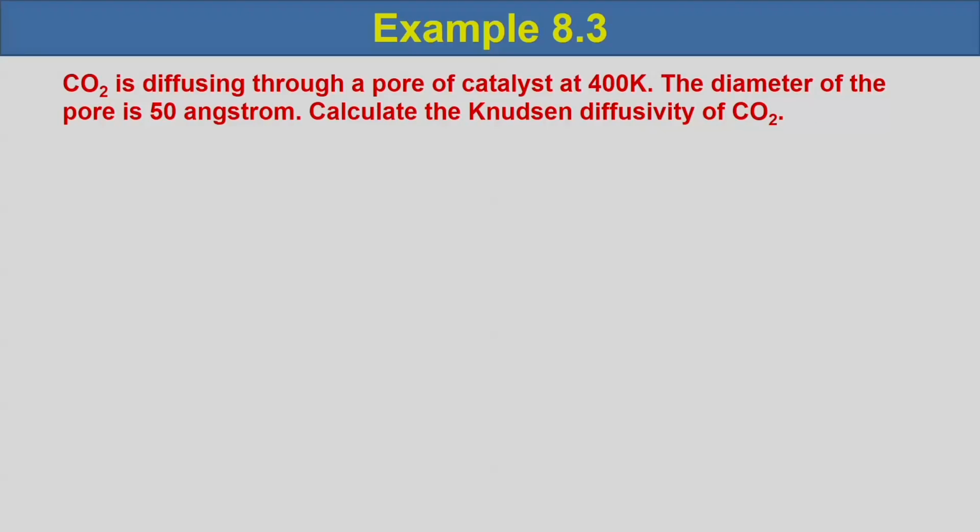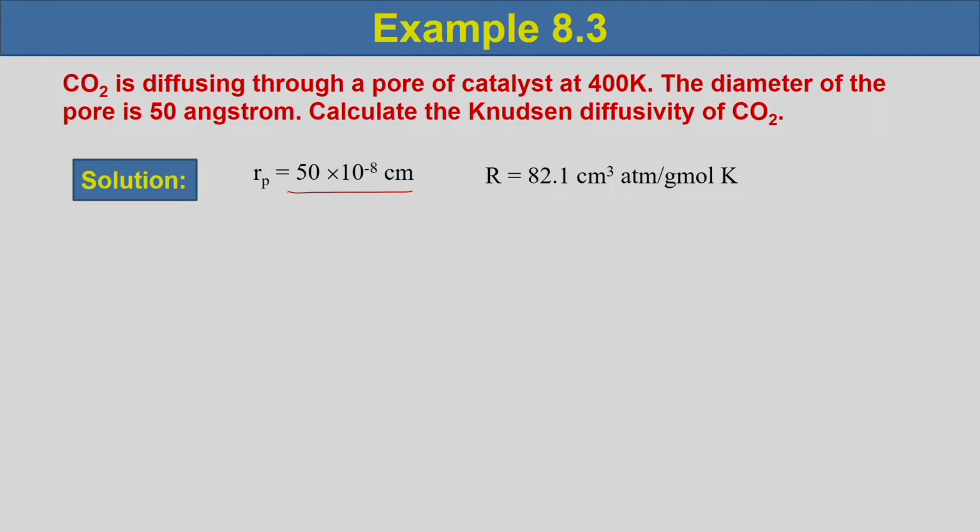Now, let us take an example. Carbon dioxide is diffusing through a pore of catalyst at 400 Kelvin. The diameter of the pore is 50 angstrom. Now, we need to calculate the Knudsen diffusivity of carbon dioxide. So, R_p over here: the diameter of the pore is 50 angstrom, so the radius is 50 into 10 to the power minus 8 centimeter. R is the universal gas constant, we know 82.1 centimeter cube atmosphere per gram mole Kelvin.